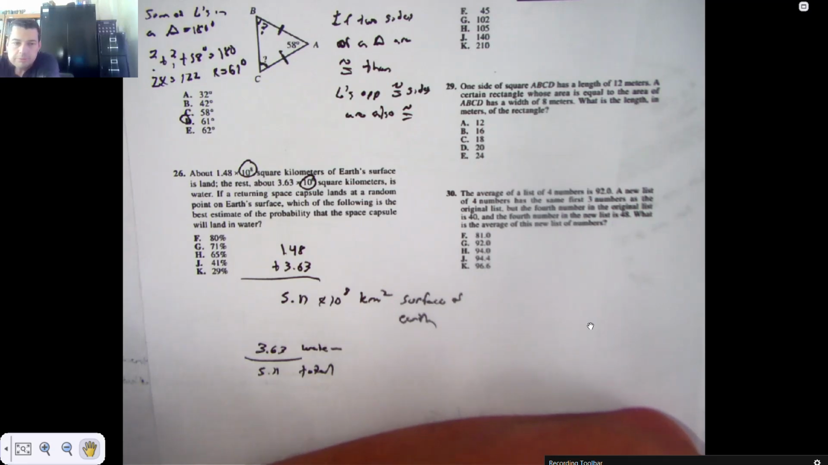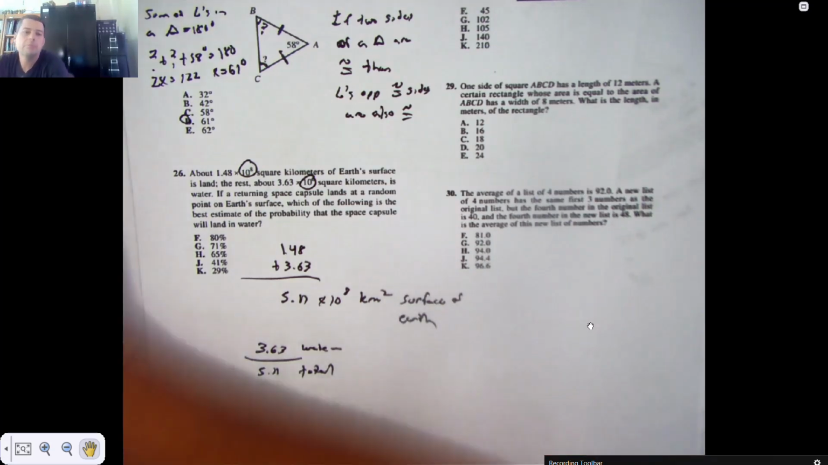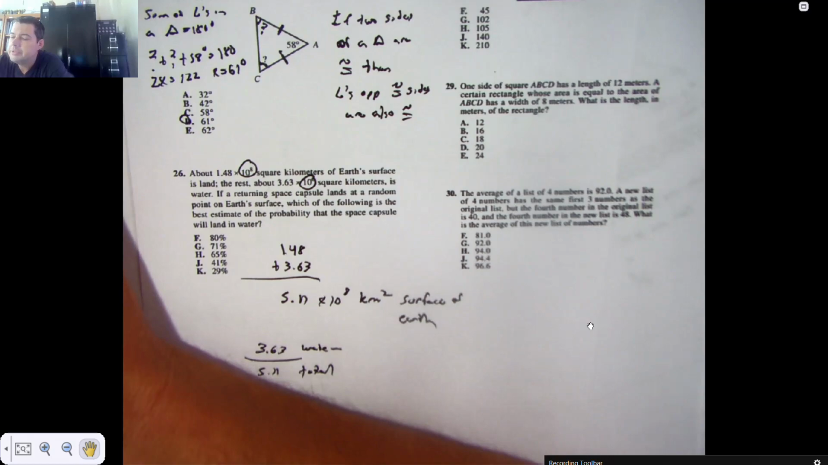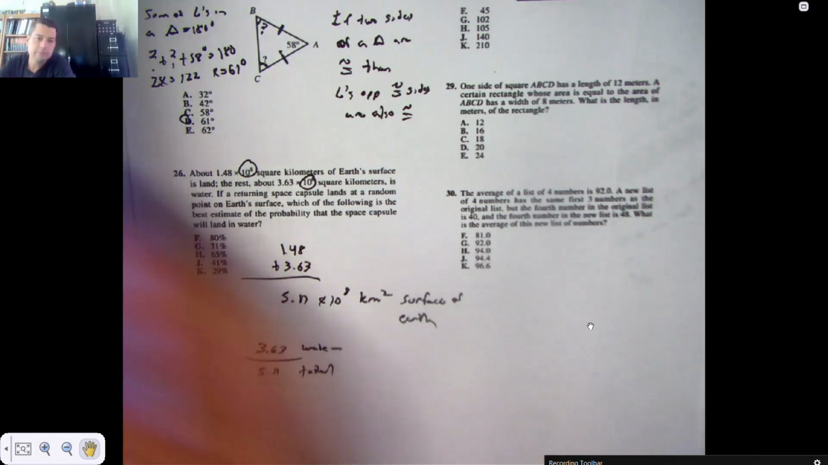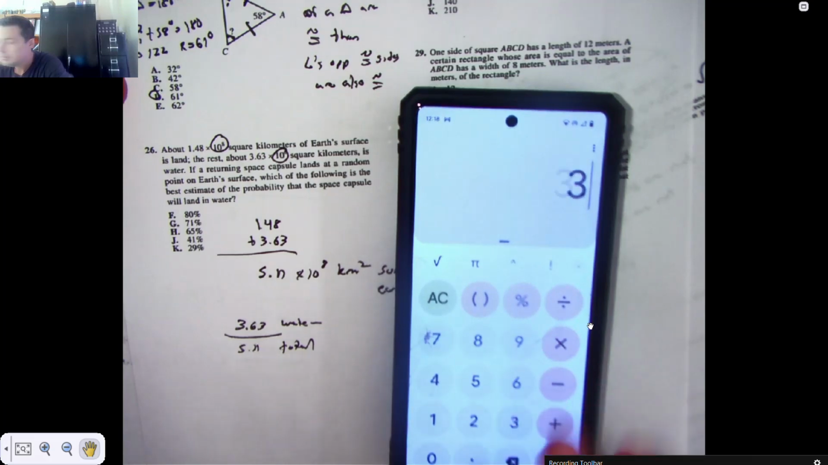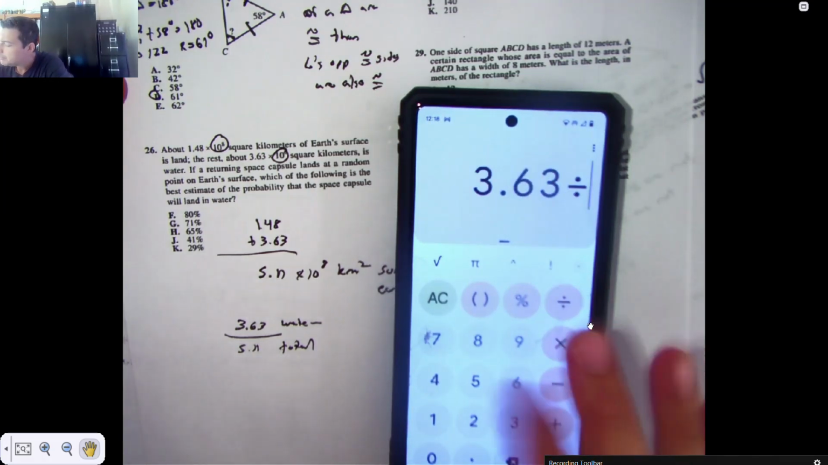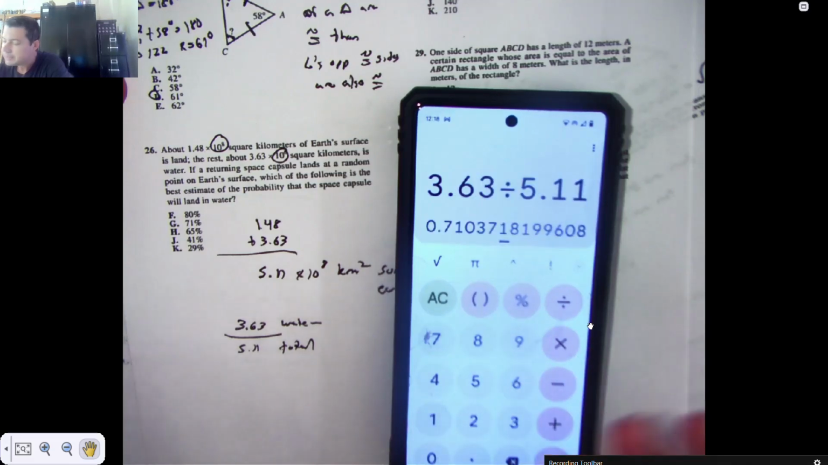And I'm just going to go old school. Should I? Or should I just be lazy? It's 3/5, isn't it? It's either going to be G or H. So let's just see what that reduces down to. I've got that 3.63. You won't be able to use your phone on the ACT, but I don't feel like going and grabbing a TI-84. Sitting pretty over 5.11. 71%, it was G.